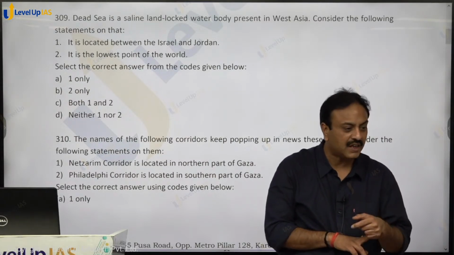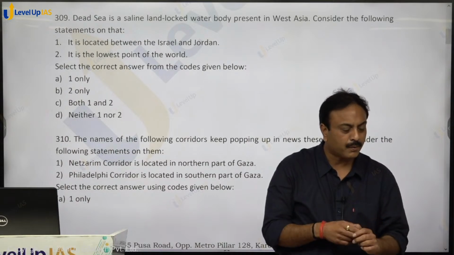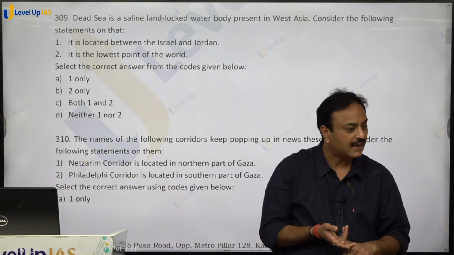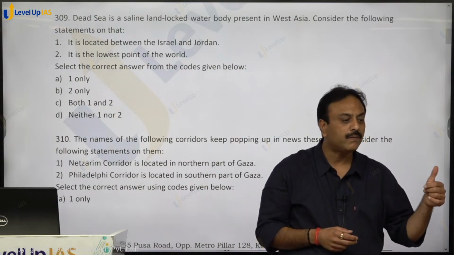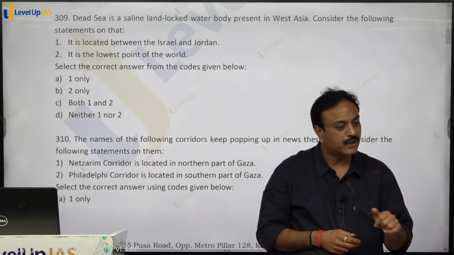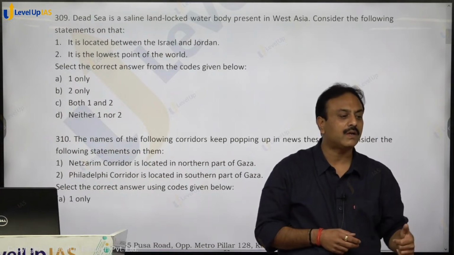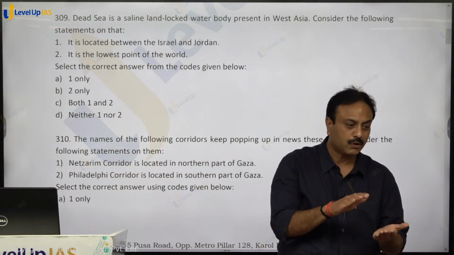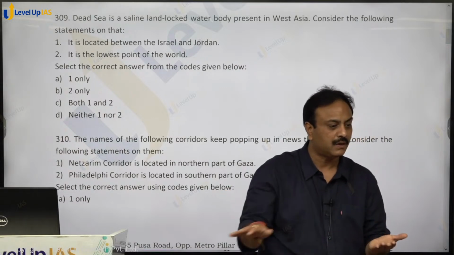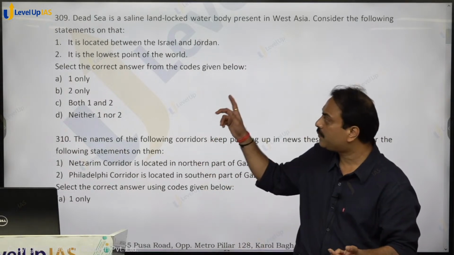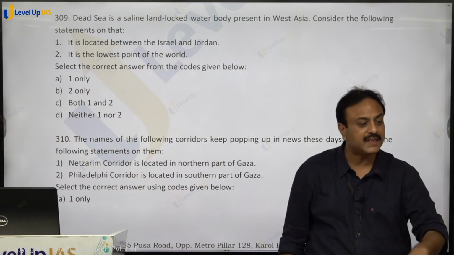Lowest point of Australia, Lake Erie. Lowest point of Africa, Lake Assal. Lowest point of North America, Death Valley. Lowest point of South America, Valdez Peninsula. In this manner, each and every continent, every country has a lowest point. So the lowest point is measured against mean sea level, and it is 411 meters below mean sea level.